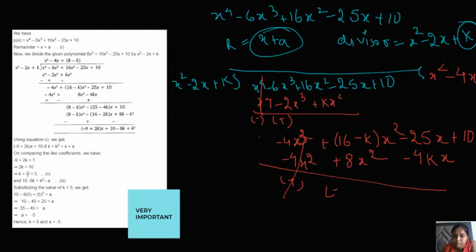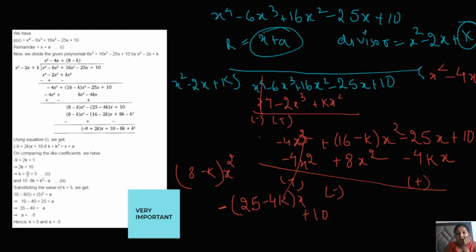So after changing this, we can just write it like this: 16 minus 8 minus k, so we can write it as (8 minus k) whole x². Then we can just write minus common: (25 minus 4k)x plus 10. This is the equation we are getting. Then multiply this by 8 minus k. Then write it down like this. This will be cancelled, of course.